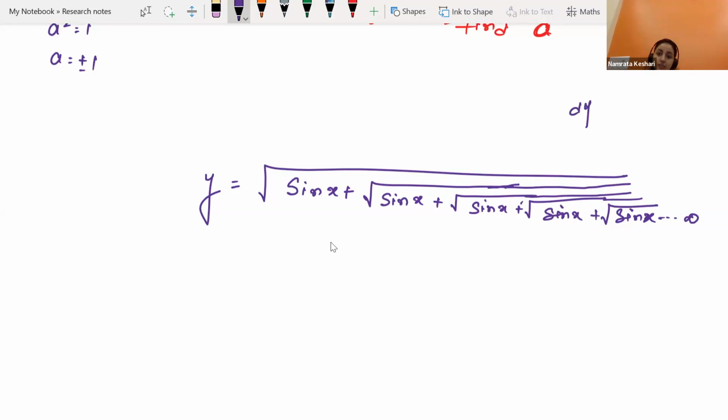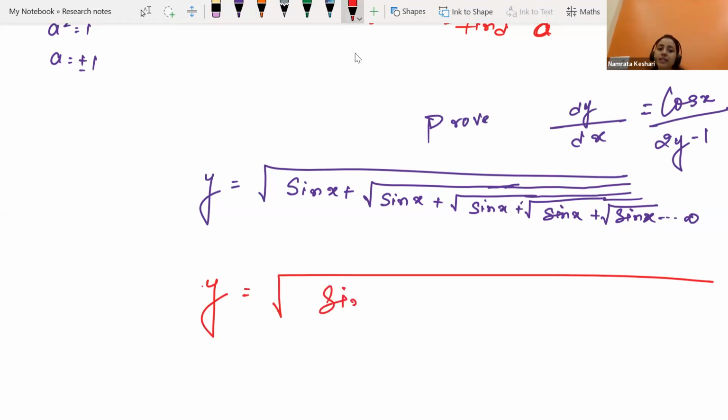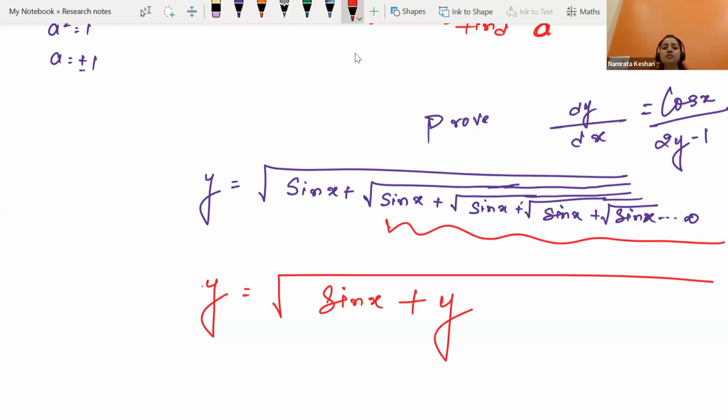And we have to prove that dy by dx is equals to cos x by 2y minus 1. Okay, let's see how to deal with such a scenario. I'm going to show it to you, because this type of question we have not discussed, right? So if we have such a scenario, Annapurna, what we'll do: y is equals to the bigger square root of sin x plus, and since it is going till infinity with exactly the same pattern, can we write all the remaining part as just y? Because if we just exclude one root, nothing will happen, right? Still it is y, if the process is going till infinity.